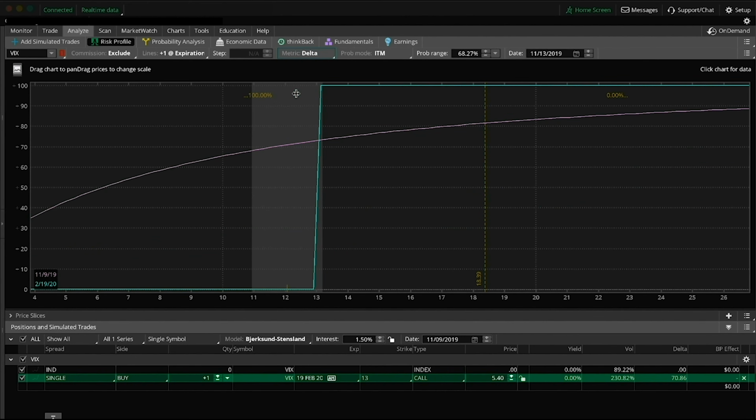So the first one is delta. Again, we're looking at this pink line. You can see that it's a positive number right there, $71.48.